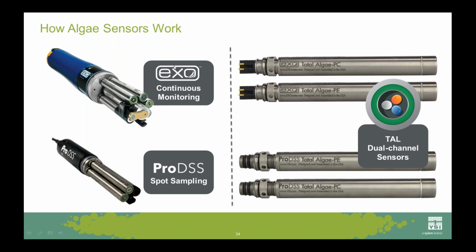So YSI's EXO and ProDSS platforms do just that. That's one way that we advanced the technology, was the packaging of that fluorometer into something about the size of a cigar. So at YSI, we have two types of sensors. We have the total algae phycocyanin, or PC sensor, and the total algae phycoerythrin, or the PE sensor. Both of these are available on both platforms. So really there's four sensors, but it's the PC and the PE, either on EXO or ProDSS.